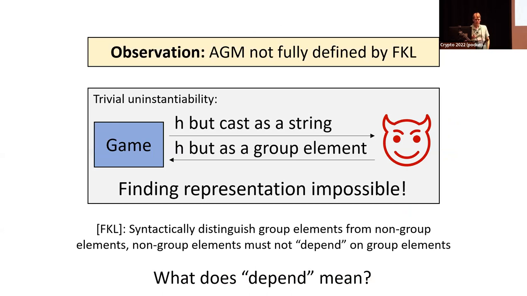And our observation is that the algebraic group model is actually not fully specified. In that work, they were concerned about trivial uninstantiabilities that arise from the ability to cast group elements as bit strings and back again. To get around this, they say non-group elements should not depend on group elements, but they never really elaborated on what this means.